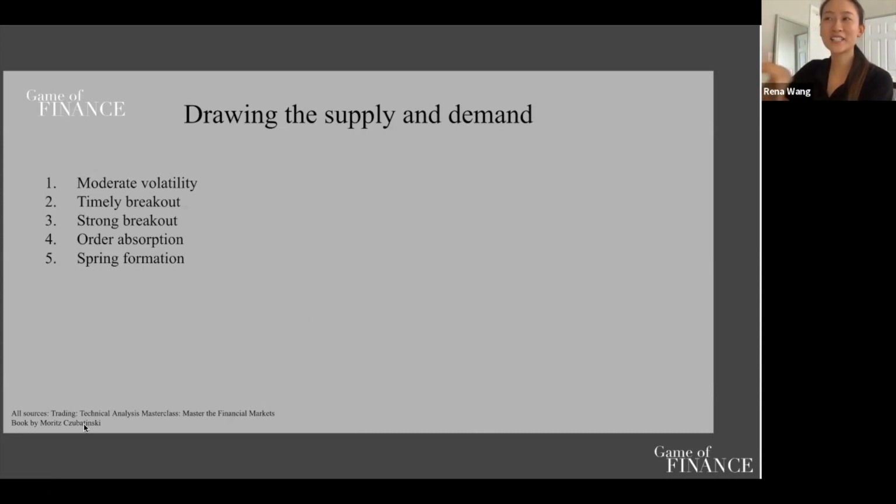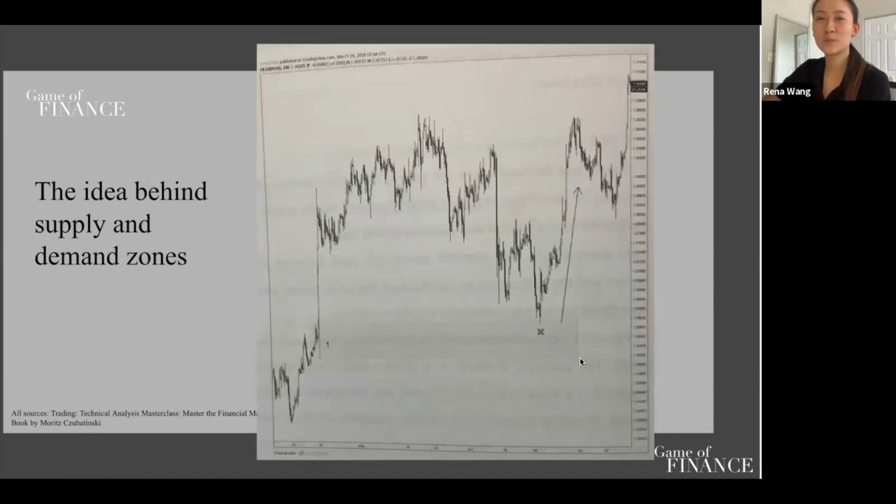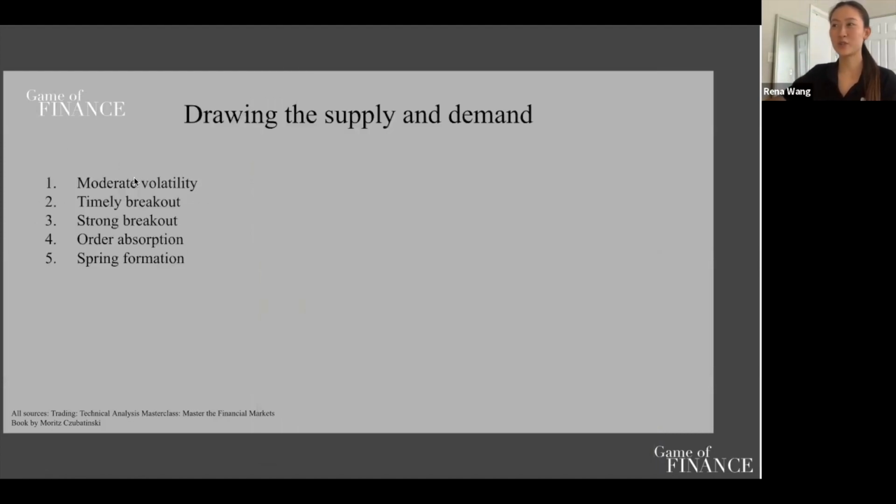Okay, so I just explained what the first concept is. Let me test you guys. Would this image be considered moderate volatility? No, because the chart moves. Oh, yes. Okay, so everyone who said no, you're correct. So the first way to draw supply and demand zones is to know that one factor is moderate volatility.